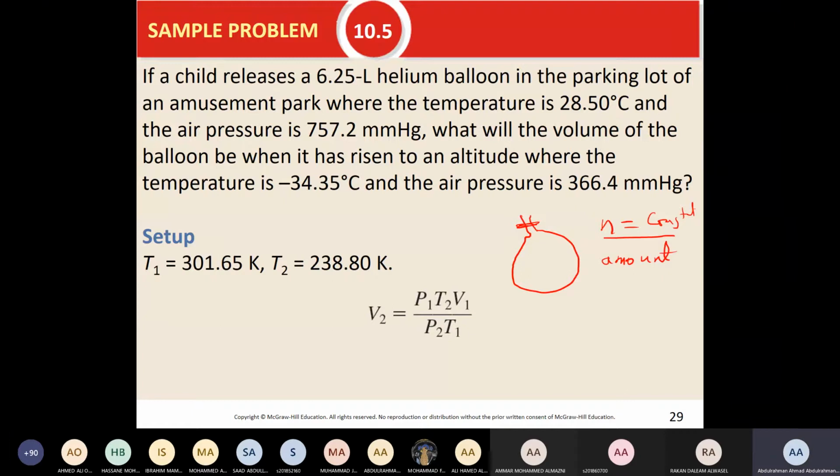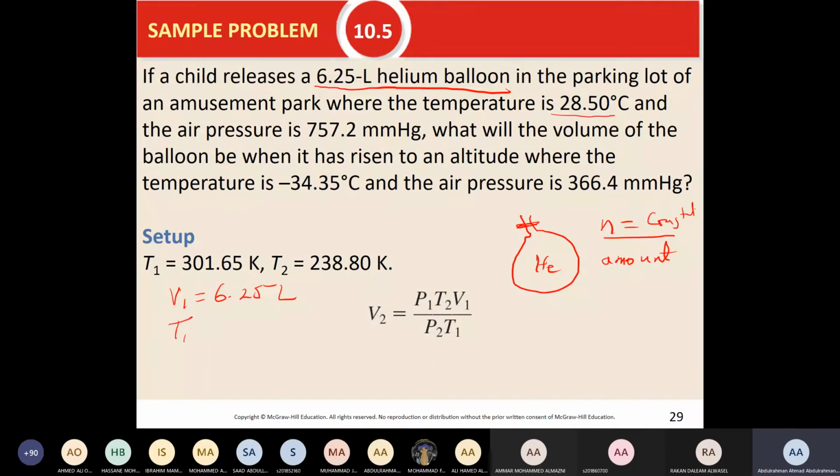Okay, now a child released a helium balloon. So he has this balloon filled with helium gas, and of course everybody knows that helium gas is lower in density than air, so the balloon will go up. The volume of the balloon was 6.25 liters. So V1 equals 6.25 liters.